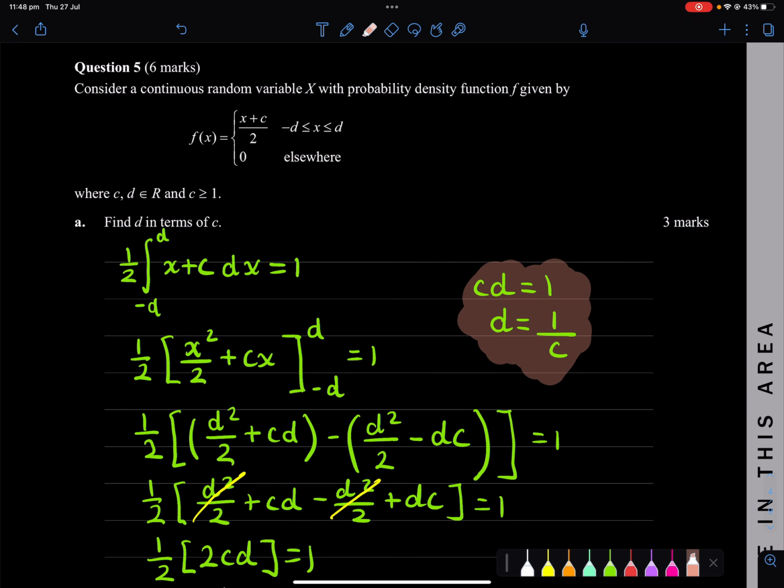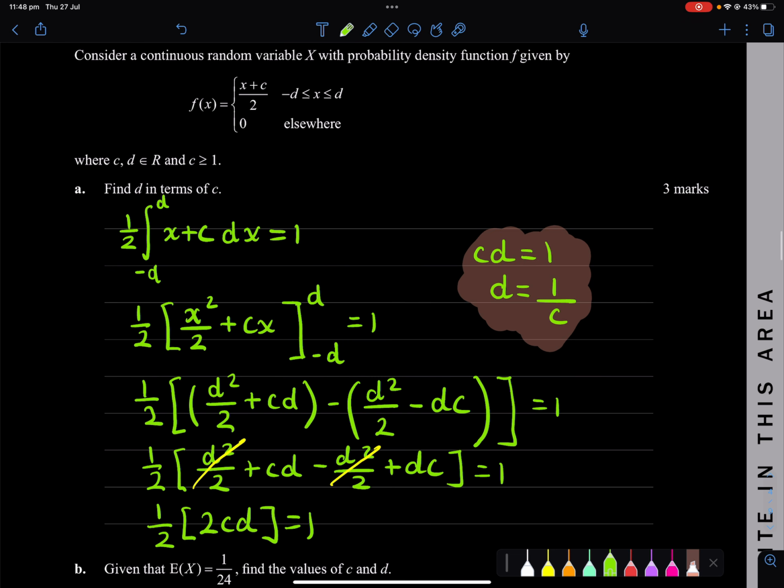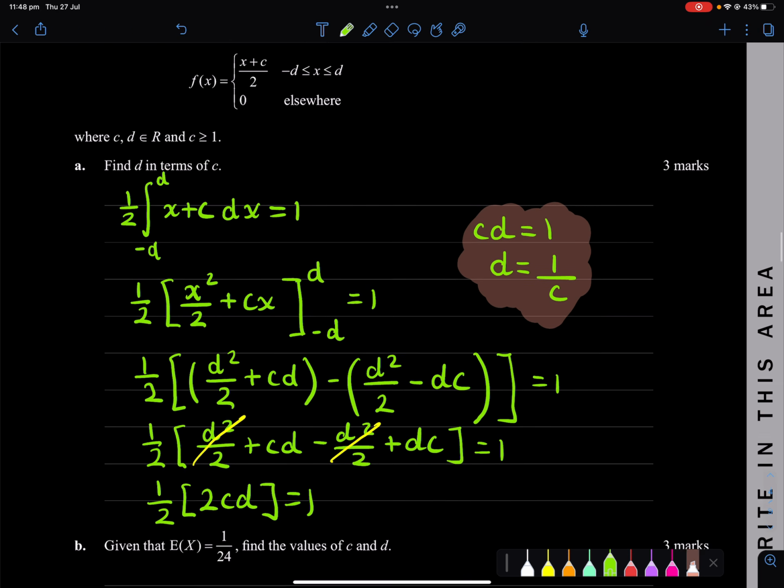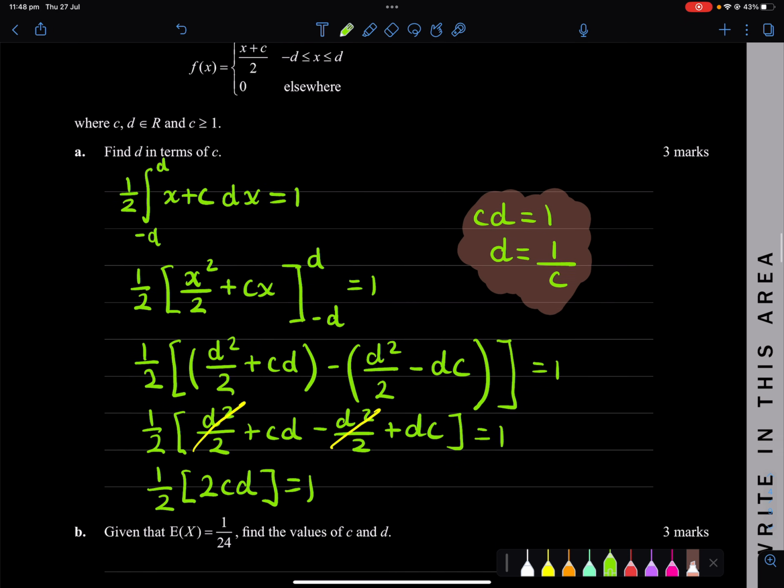So okay, let's just double check something. C is greater than 1. So let's say unequal to 1. So if I put 1, D can be 0. Okay. Yep, it looks right. Makes sense. Okay. All right. Let's move on next.